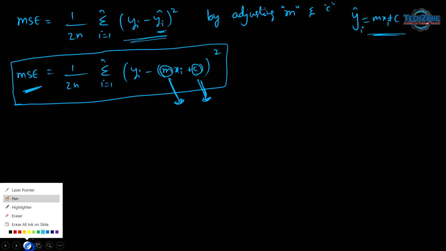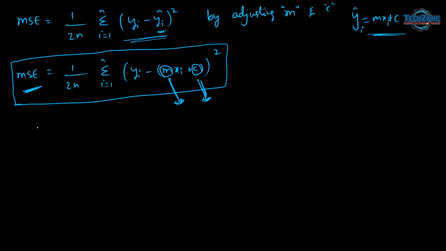Let me just change the color. We'll come back to this formula. Let us take y is equal to mx plus c. Let c be equal to 0. That means the y-intercept is 0. If the y-intercept is 0, our straight line should pass through the origin.